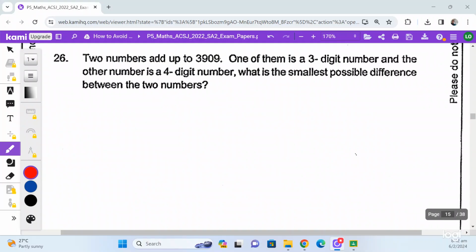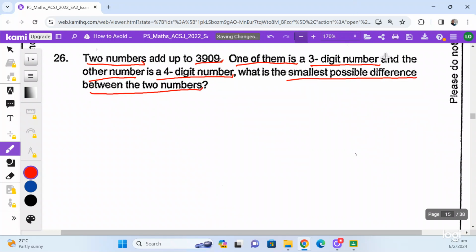So we are going to look at this particular question, which is a 2-mark question in paper 1. Two numbers add up to 3909. Okay, so there are two numbers. One of them is a 3-digit number and the other number is a 4-digit number, right? And what is the smallest possible difference between the two numbers? So this is a question that will stun many students, and they will not know where to start or how to start.